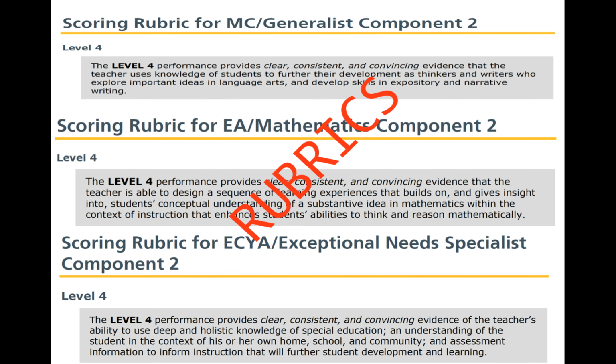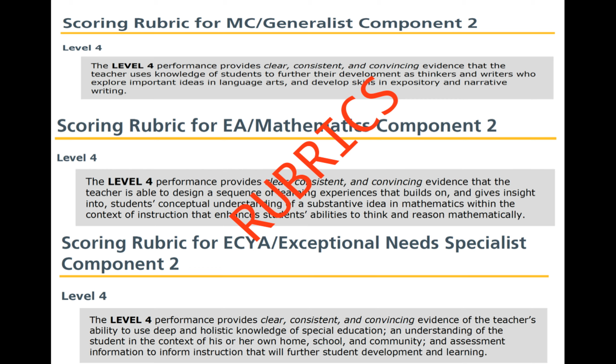Here's another way you can find out what you are supposed to do. Flip over to your level 4 rubric for component 2. Look at the middle childhood generalist: the level 4 performance provides clear, consistent, convincing evidence that the teacher uses knowledge of students to further their development as thinkers and writers who explore important ideas and develop skills in expository and narrative writing. For math, the teacher is able to design a sequence of learning experiences that builds on and gives insight into.